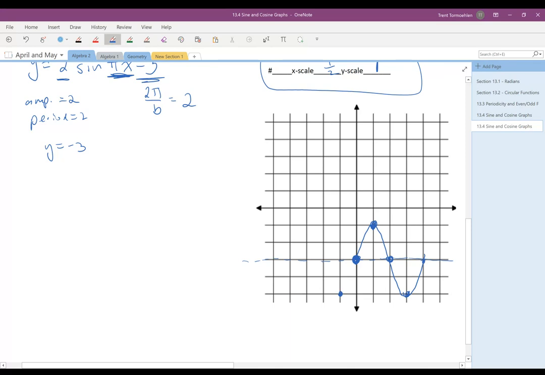If you're graphing by hand, I would want you to do at least 2 periods so you have an idea of how these things continue on.